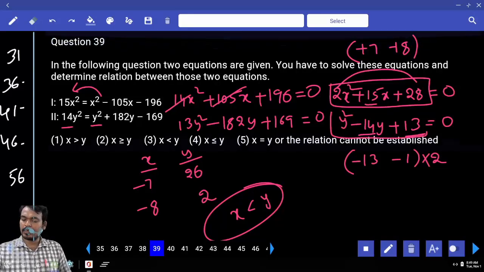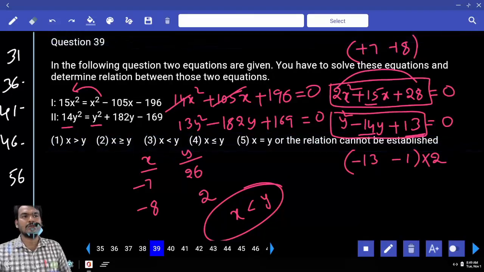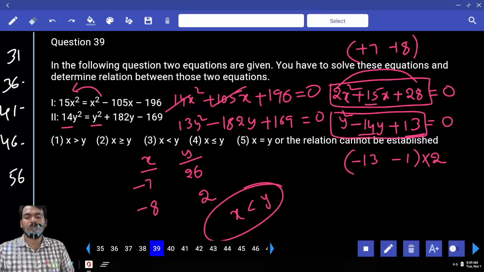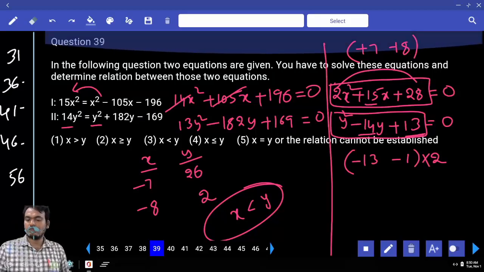Second equation, product will be positive. Sum is negative. Initial roots negative, but final roots positive, or not. Obviously, x final roots are negative, y final roots are positive. Then directly we write x less than y, or not. Okay. Without solving the last 2 steps also, we get the same answer, or not. Without writing this one also.